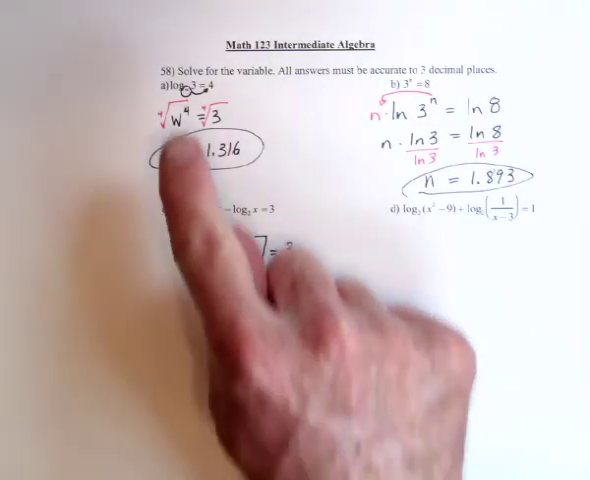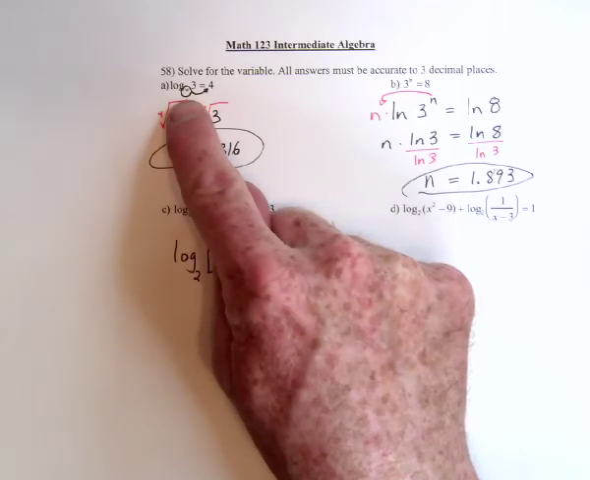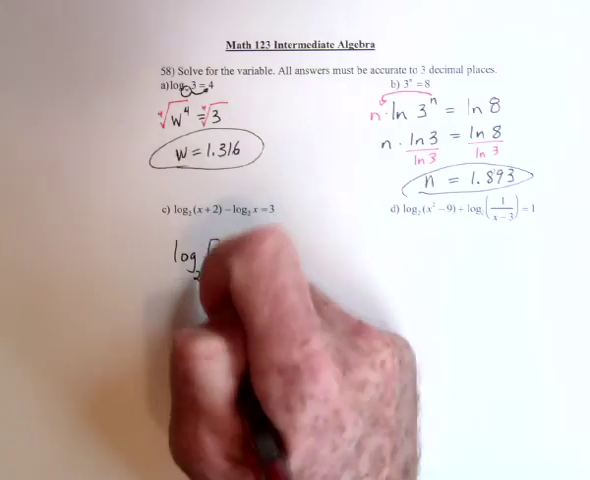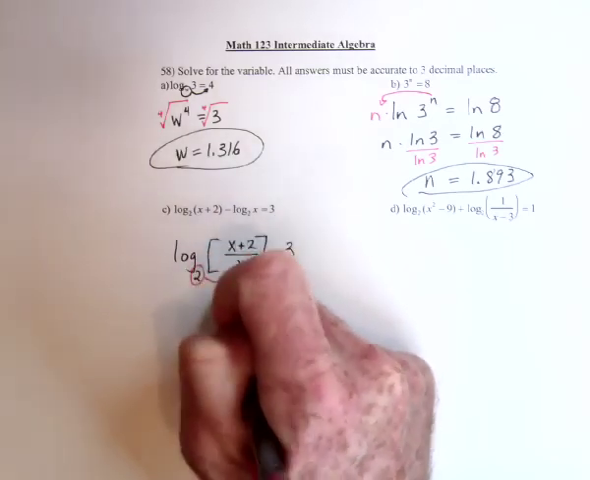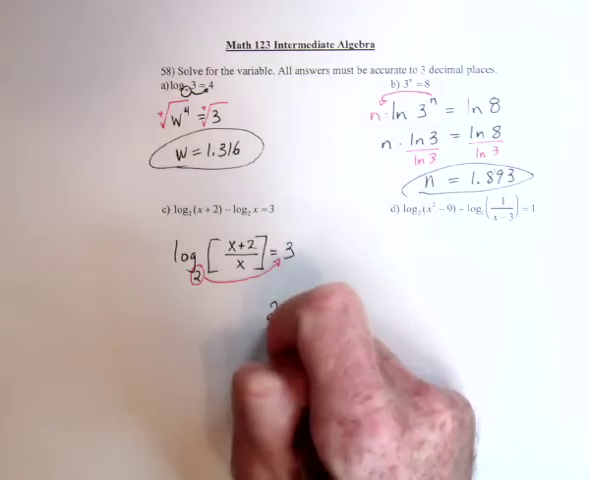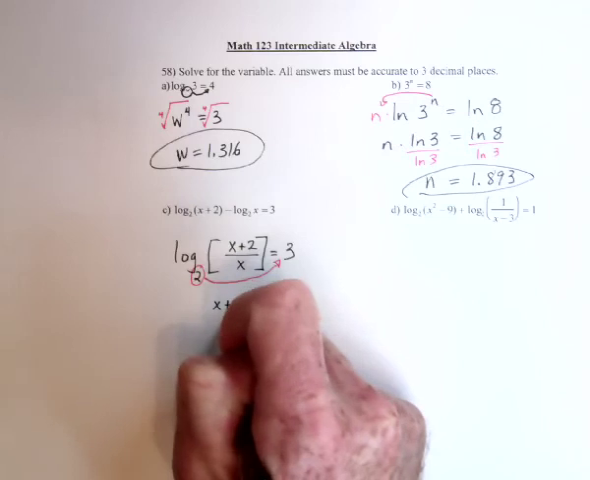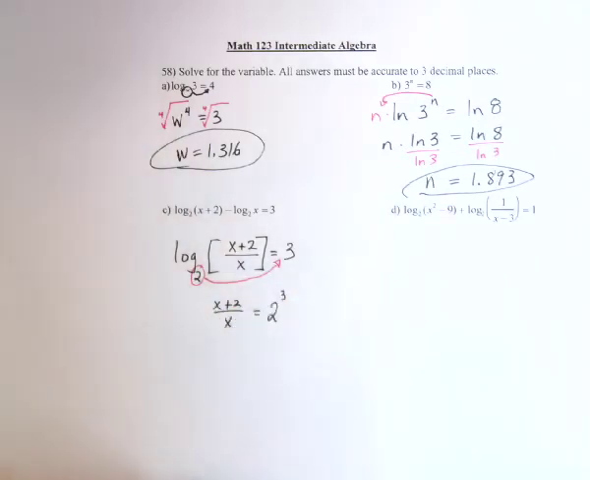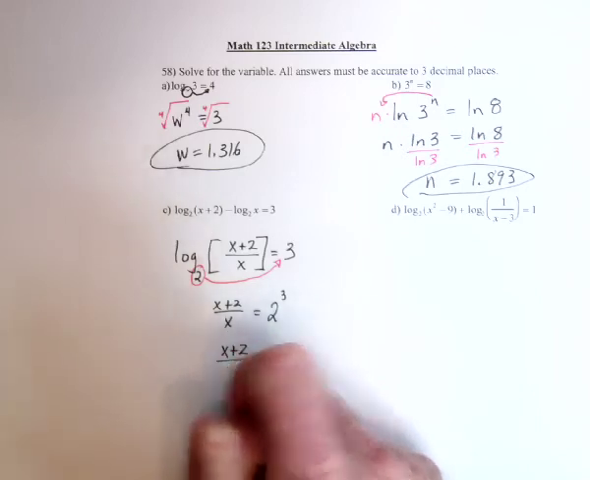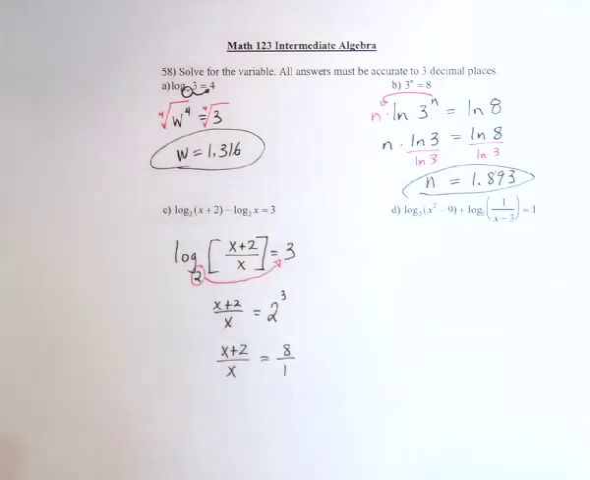And then we're in a situation much like this, where you go take the base, raise it to this side, which is the exponent. So take the base of 2, raise it to the exponent of 3, and that gets rid of the logarithm and leaves us just x plus 2 over x. So we've got x plus 2 over x equals 8, or you could look at it as 8 over 1.